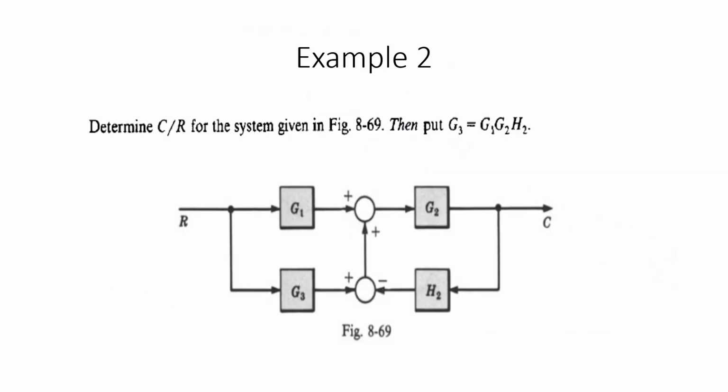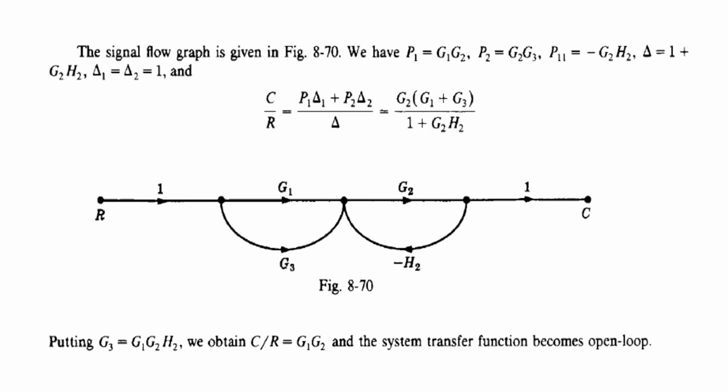So similarly, let's take another example. So here also we are trying to determine the transfer function for this given block diagram. Okay, so we have one input R and an output C, right? Now you need to write the signal flow graph representation for this. So since this is a simple block diagram, we are able to get one simple signal flow graph like this.